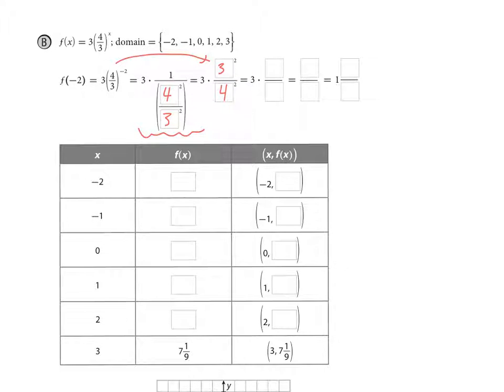We simplify. 3 squared is 9, 4 squared is 16. We want to multiply those. Really, this is 3/1. So we multiply the top and we get 27/16. They want us to rewrite it as a mixed number. So 16 goes into 27 one time with a remainder of 11. And there's our value.